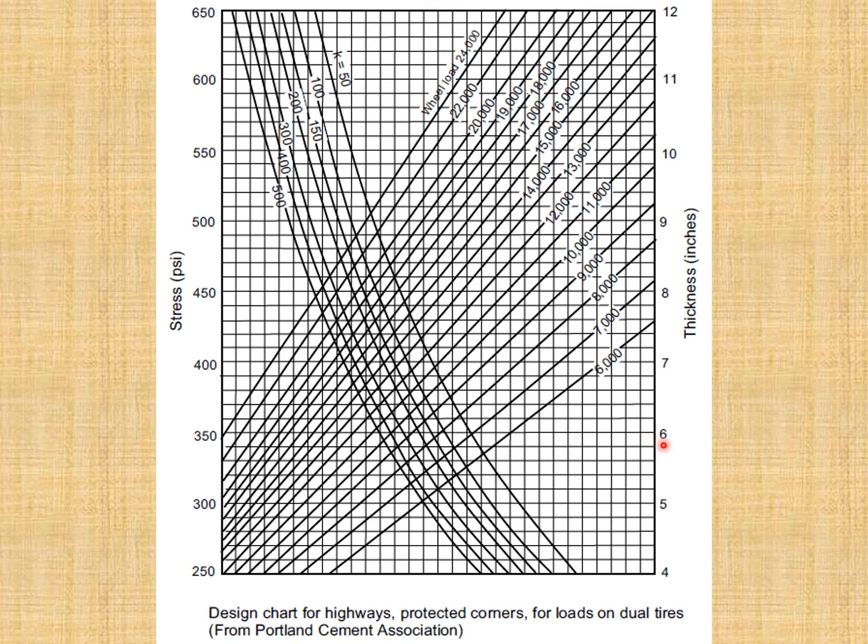So very simple. So three things are needed: allowable stress of concrete, modulus of subgrade reaction. We have already discussed the modulus of subgrade reaction, that is P over delta, and the V load. So in this way we can determine the thickness of the rigid pavement very easily according to this method developed by Westergaard.